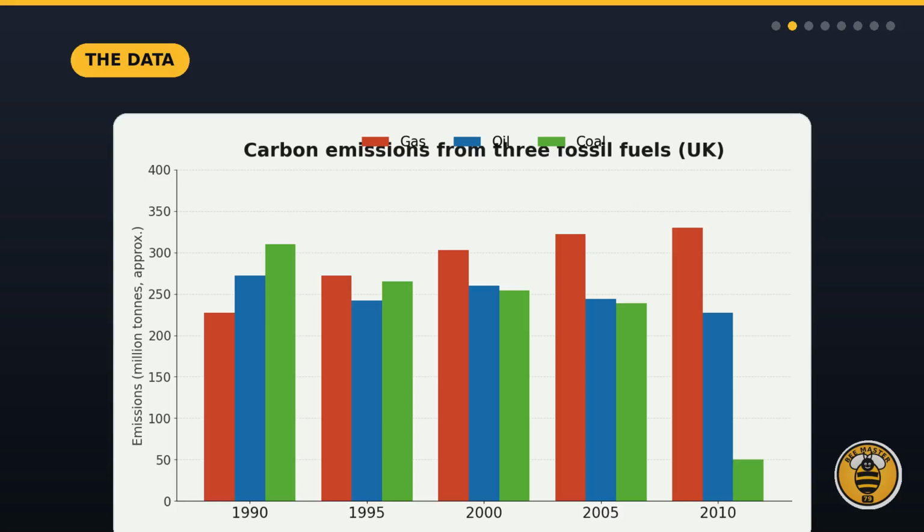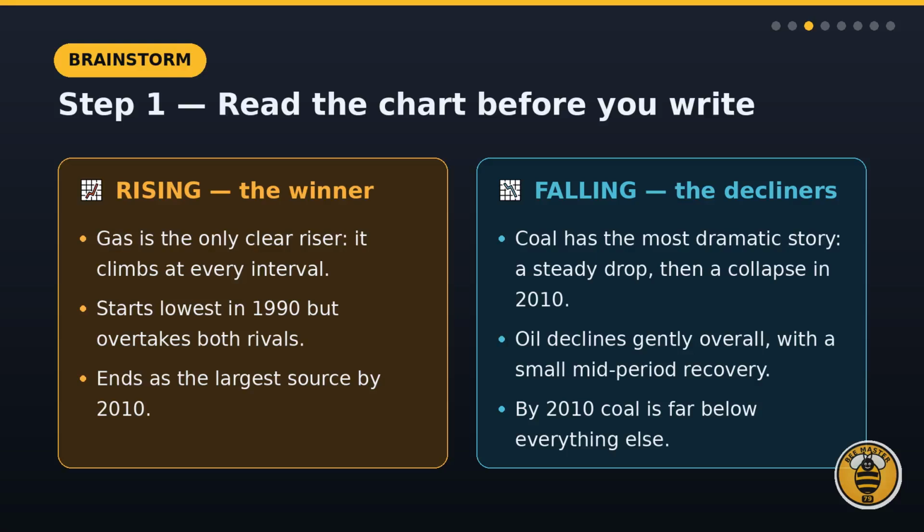Take a moment with the data. Gas in red, oil in blue, coal in green, across 5 snapshots from 1990 to 2010. For writing, read the chart. Ask which lines rise and which fall.